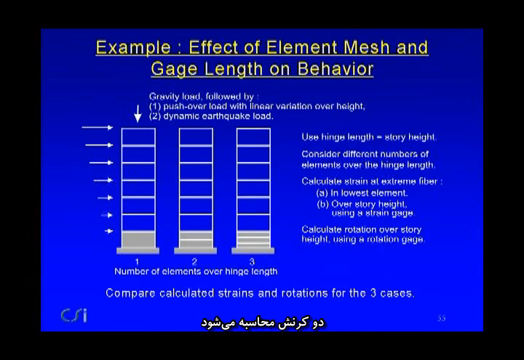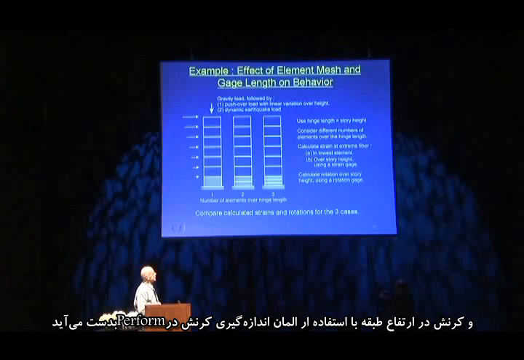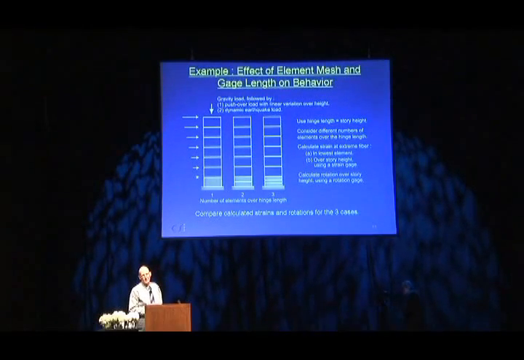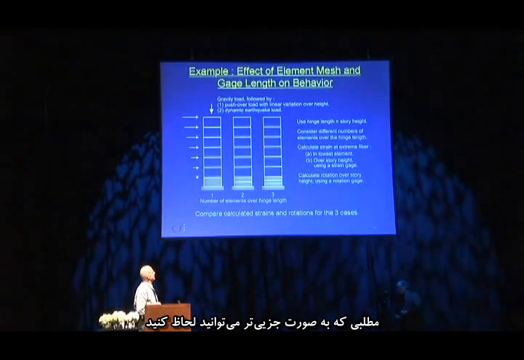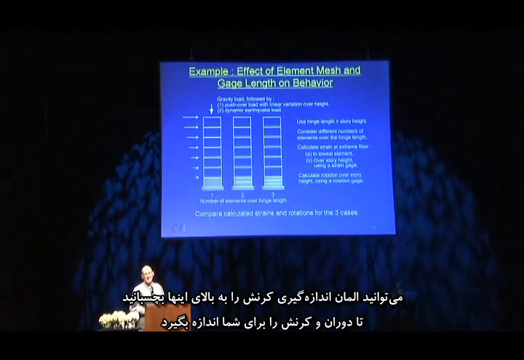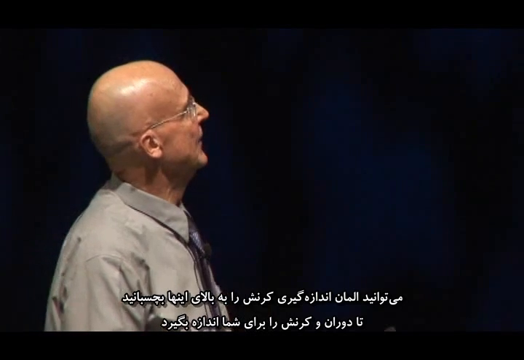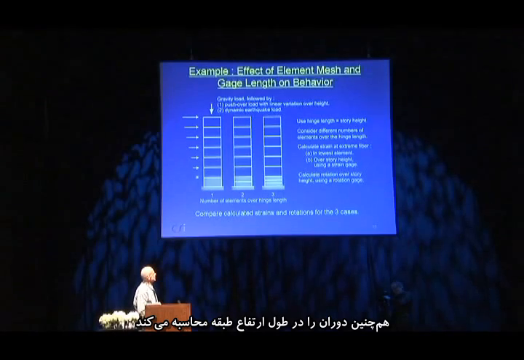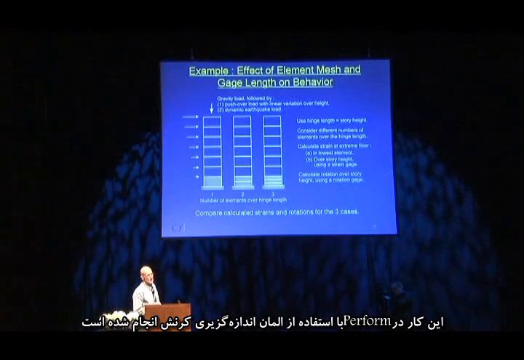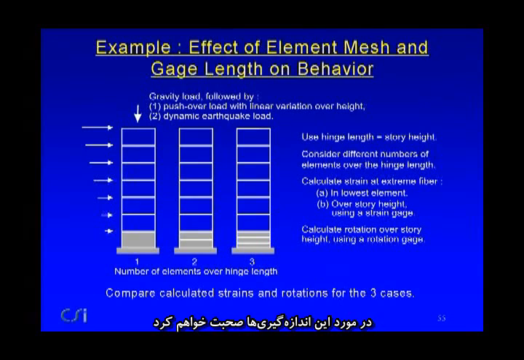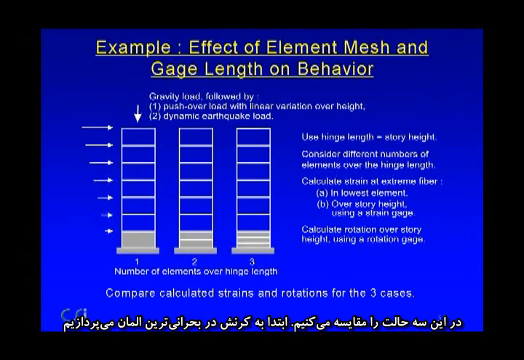And then calculate 2 strains, the strain in the lowest element and the strain over the story height using, well, it's a strain gauge element in Perform. I'll show this in a little more detail later. You can paste a strain gauge element on top of this thing and it'll calculate rotation for you and strain. And also, let's calculate rotation over the story height. And this is done in Perform using a rotation gauge. I'll discuss these gauges in just a moment. And so let's compare the calculated strains and rotation of the 3 cases.